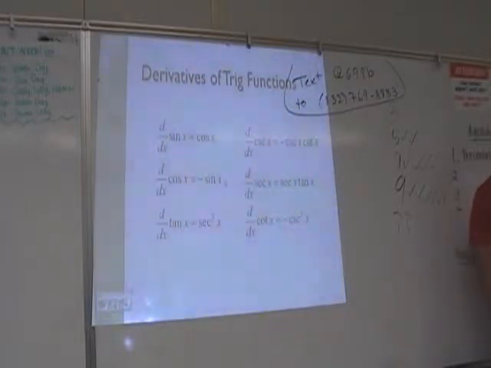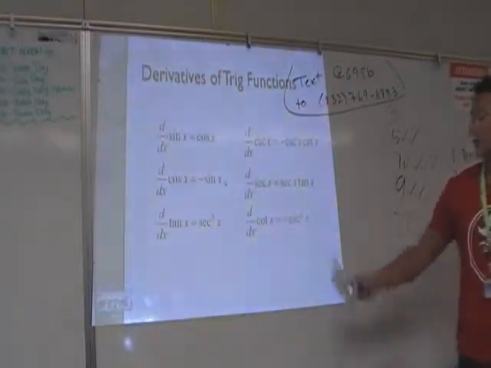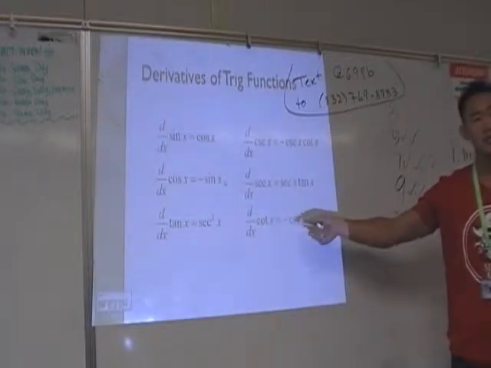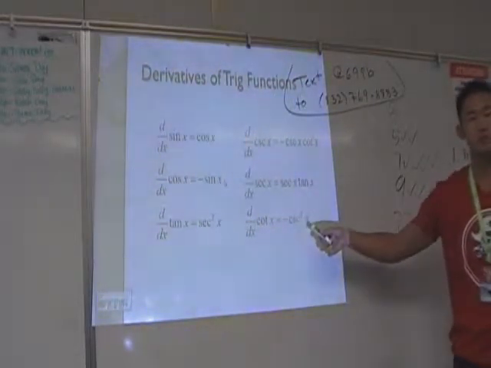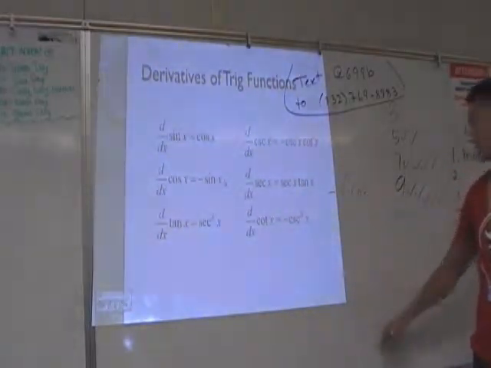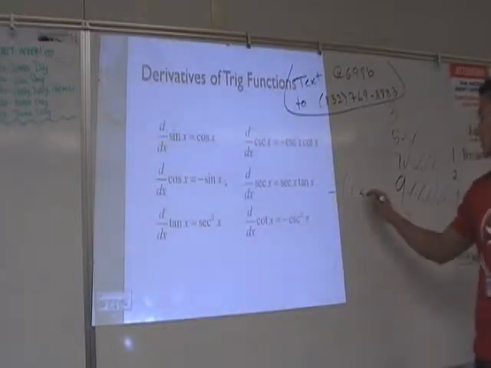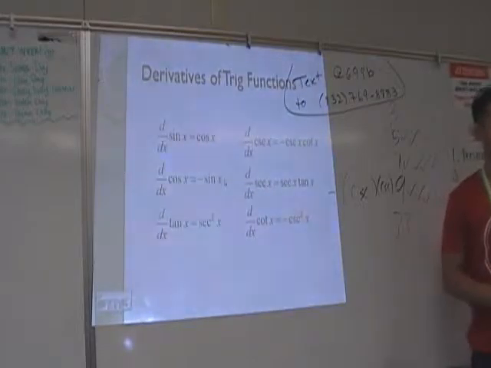And the last one, would it just be positive, or negative? Wait, that's a good question. What's being squared? Is it negative cosecant x being squared, or is it cosecant being squared? Cosecant. So it's negative cosecant times cosecant. So no, it's not positive. The negative's on the outside. You square it first, and then it's negative.